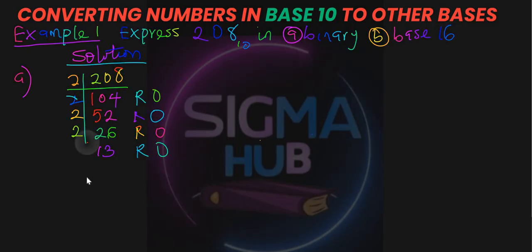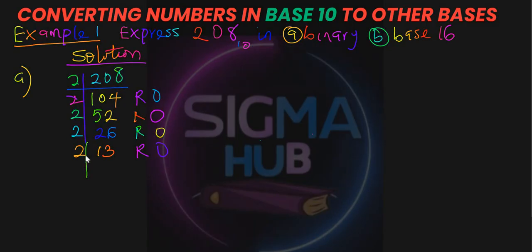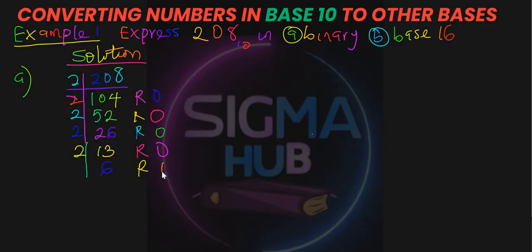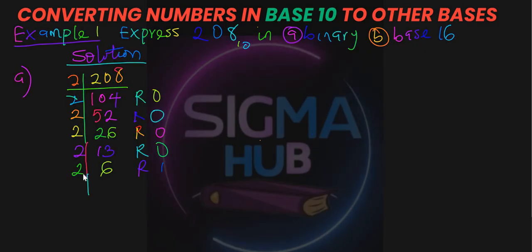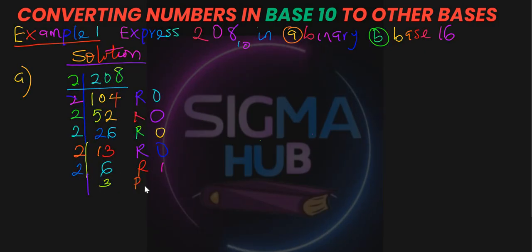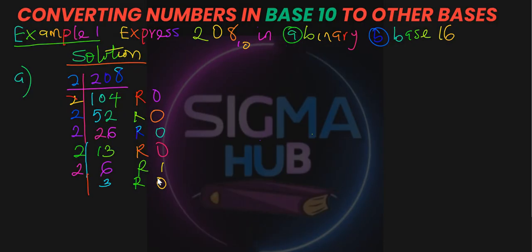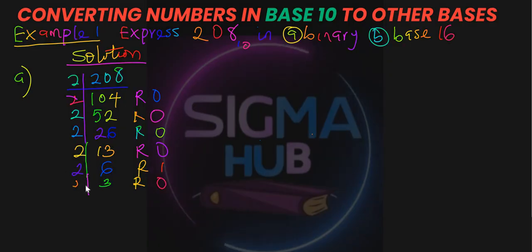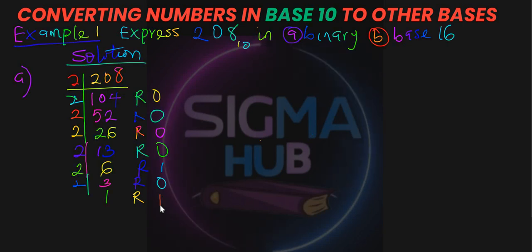Again, we keep dividing. 13 divided by 2 would give us 6, but in this case there's going to be a remainder of 1. Again, 6 divided by 2 would give us 3, but there won't be any remainder. Remainder 0. Then again, 3 divided by 2 is going to give us 1, but we have a remainder of 1 in this case.